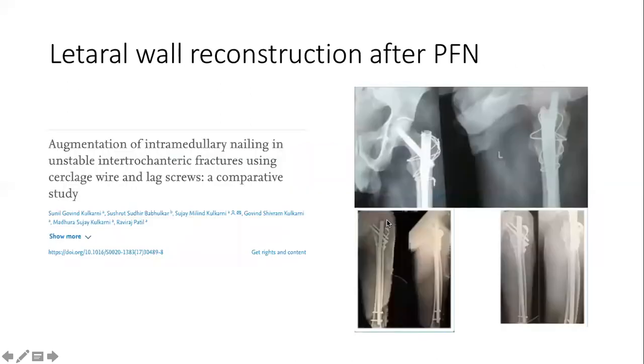Now, what about the lateral wall, especially in the case of PFN? This is another thing that is still debated, and they have shown that if we fix the lateral wall, even in the case of a proximal femoral nailing system, this gives a better outcome. A number of devices have been used for fixation of the lateral wall, like K-wires or specially made plates, and they have shown that when the lateral wall is reconstructed, this gives overall better bony union and better functional outcomes in intertrochanteric fractures.